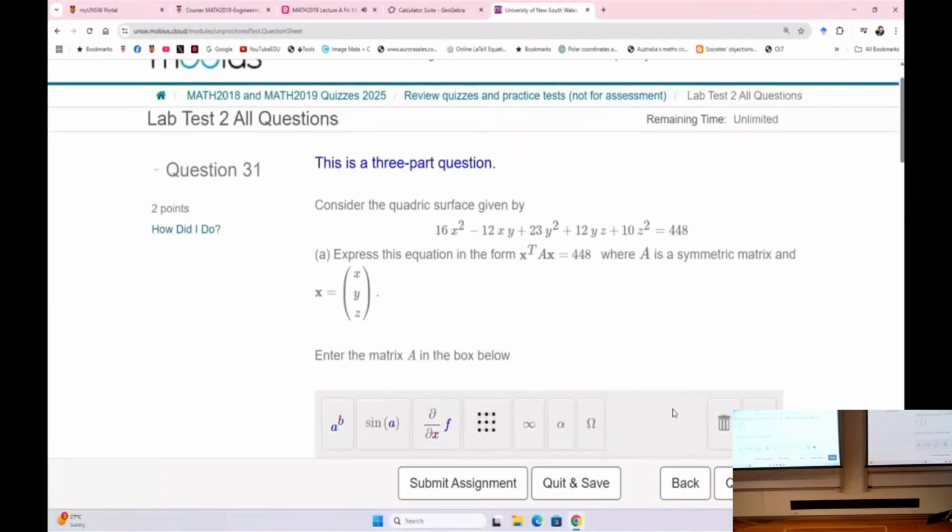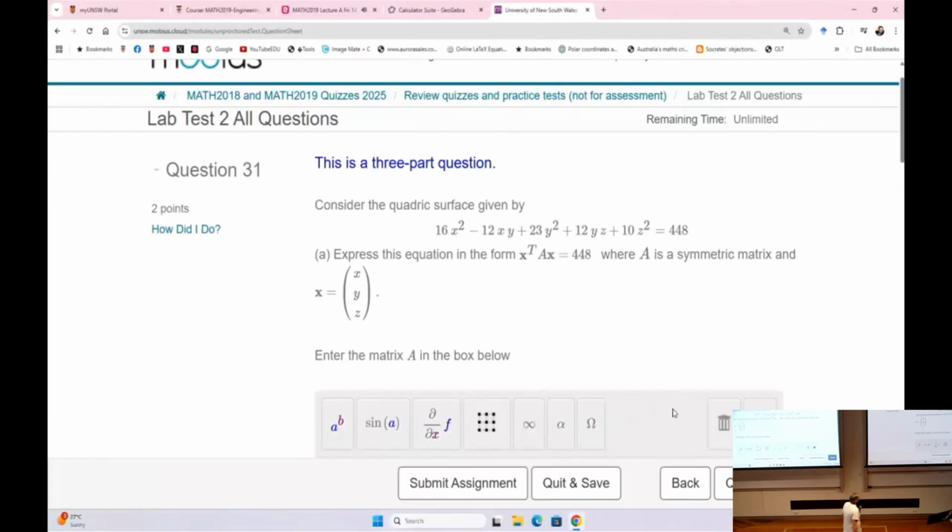All right, so let's start with a relatively easy one. Now, these kind of questions are just variations on a theme, okay? They're quadratic surfaces, quadratic forms. It's basically a generalization of completing the square, okay?